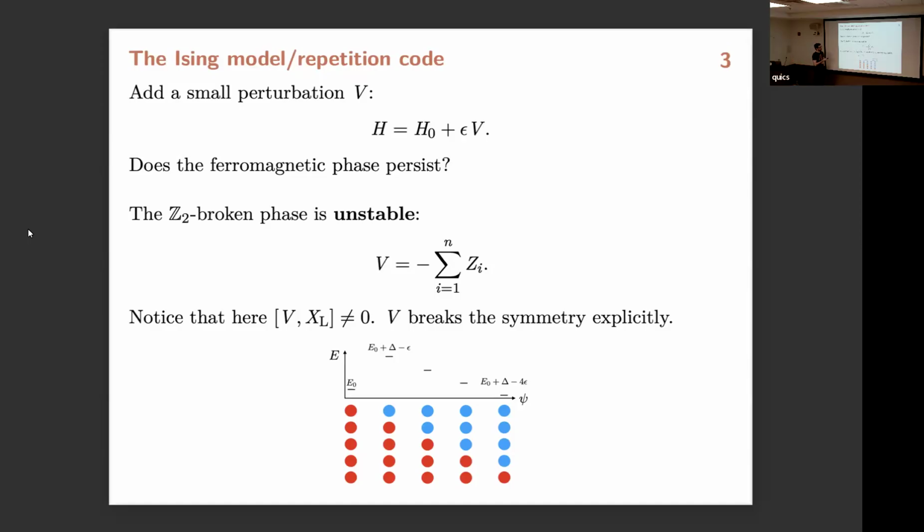And notice that this perturbation explicitly breaks the Z2 symmetry. We can understand that by noticing that this perturbation really picks out one of the two code words and says that this state has lower energy. Okay. So for this Ising model, symmetry-breaking perturbations seem to ruin the phase.